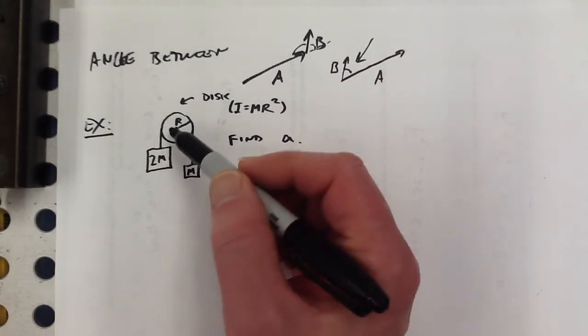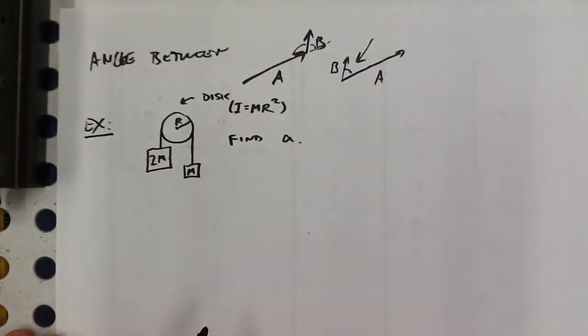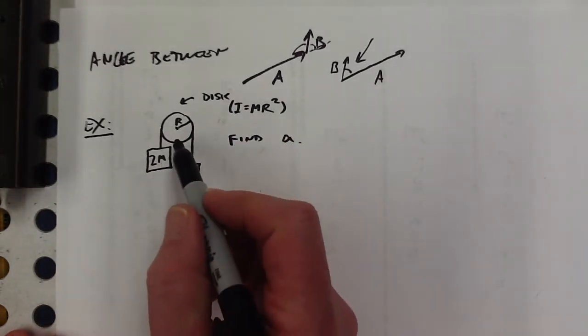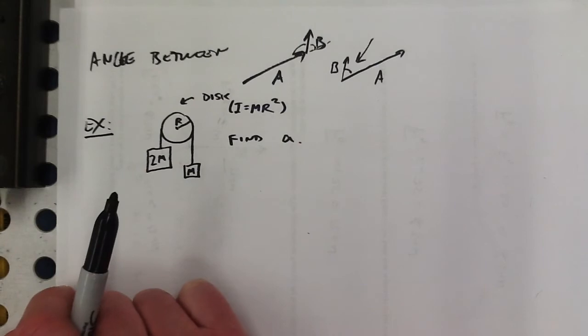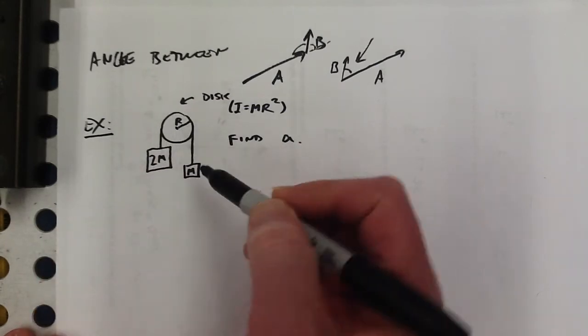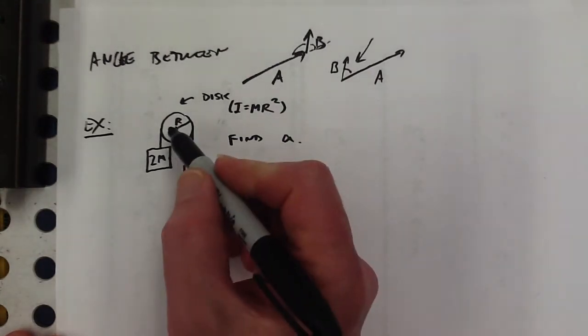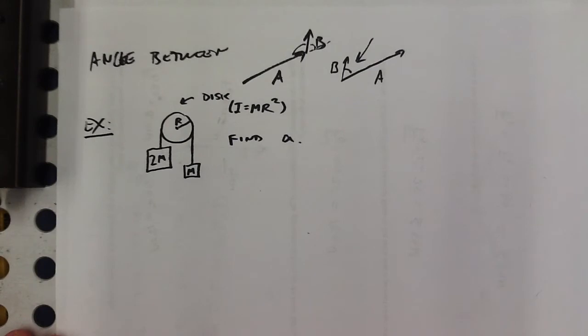The pulley disc does not rotate for free. That costs some energy, and we know about that now. Rotational kinetic energy is 1/2 I omega squared. So that is going to suck up some of the energy of the system, which means the acceleration should be less than what we would get if we just assumed that it was a massless pulley.